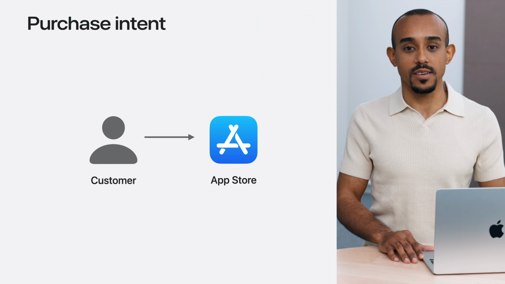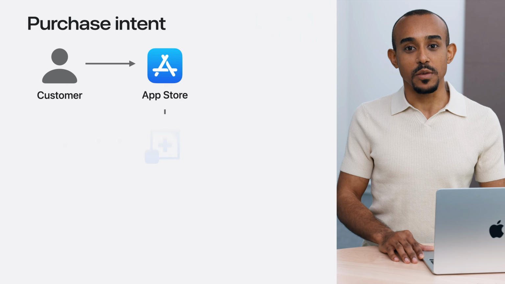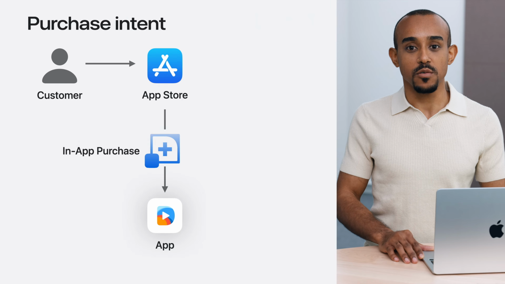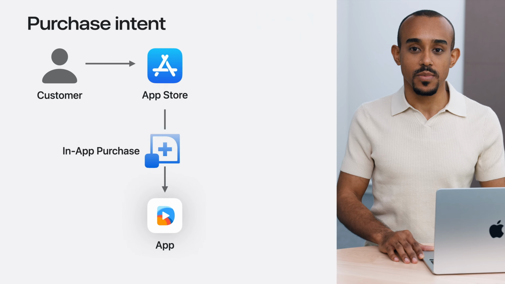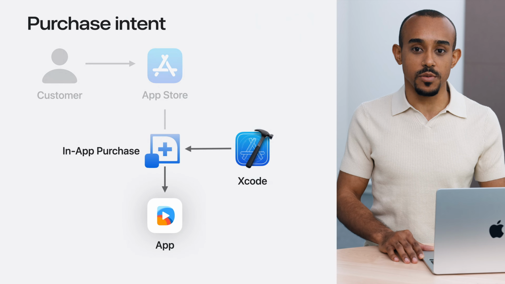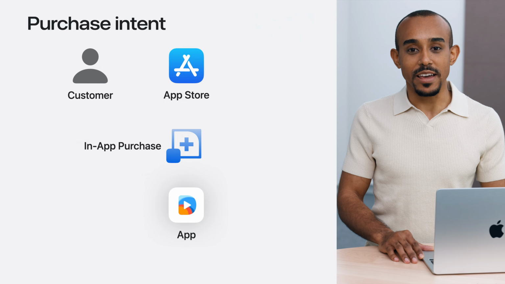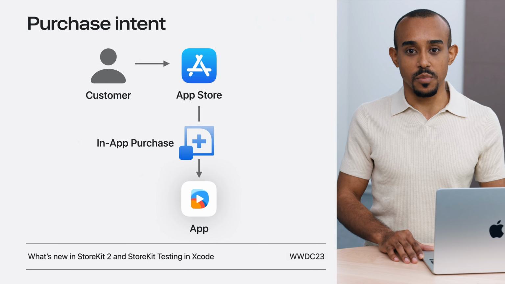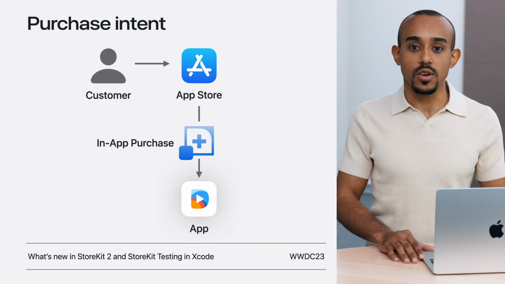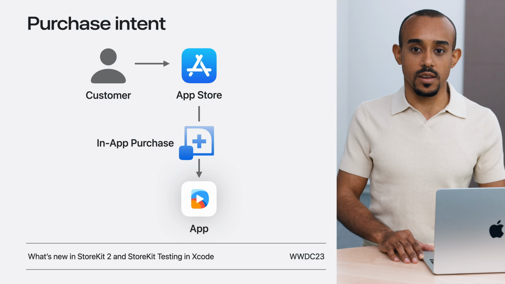Your app receives a purchase intent when someone initiates a purchase outside of it, such as for a promoted product in the App Store. The purchase data is then sent to your app, which you can use to complete the purchase. Testing how your app behaves when it receives a purchase intent is crucial and can now be easily done without needing to go to the App Store. If you'd like to learn more about promoted in-app purchases and implementing purchase intents in your app, check out What's New in StoreKit 2 and StoreKit Testing in Xcode from WWDC23.